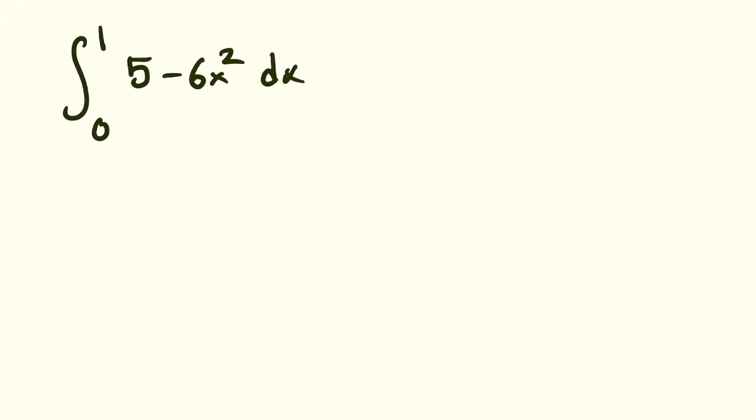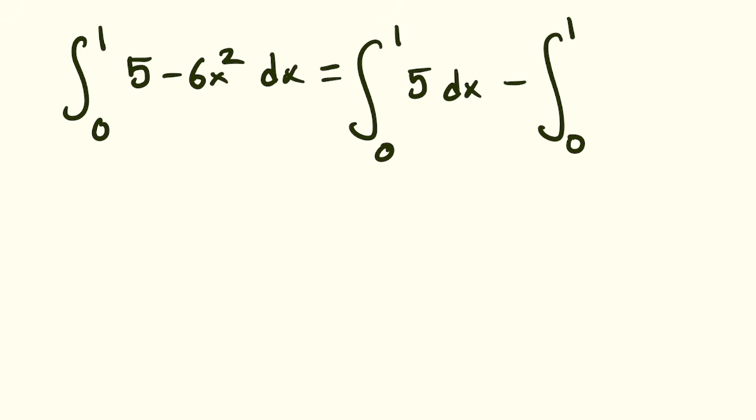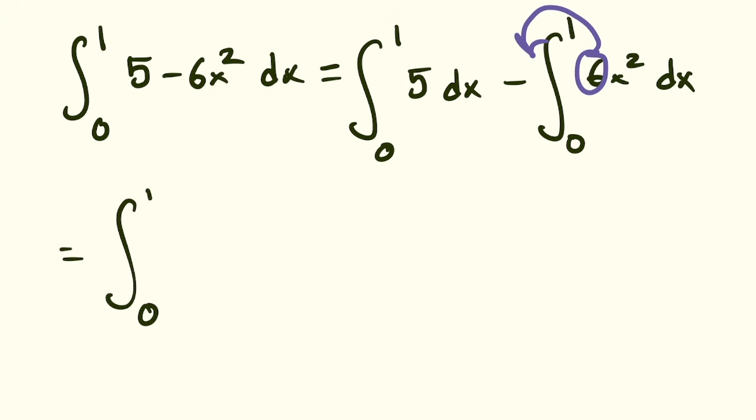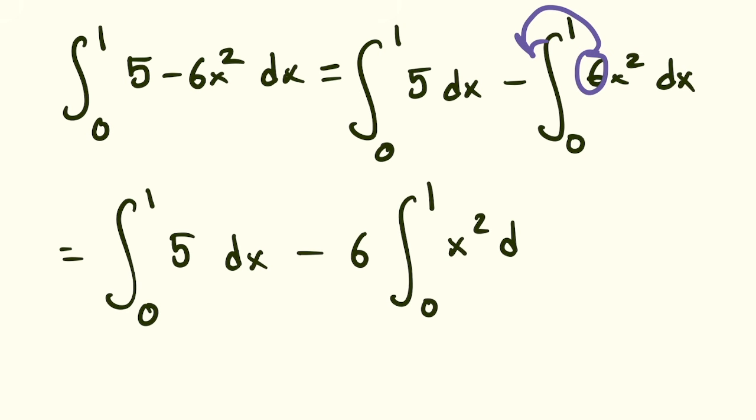So one of the first properties of an integral that we learn is that over addition and subtraction, we can break stuff up. So we're going to start by breaking up our integral into two pieces, our first term and our second term. Second property that we learn about integrals is we can take constants and bring them out front. And let's do that right in here. Next, we have 0 to 1 of 5 dx minus 6, 0 to 1 of x squared dx.